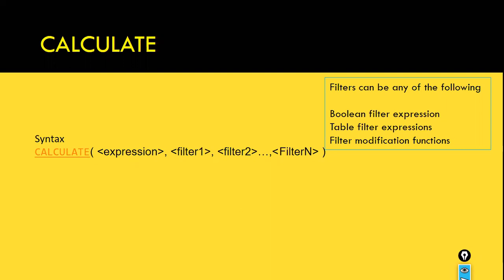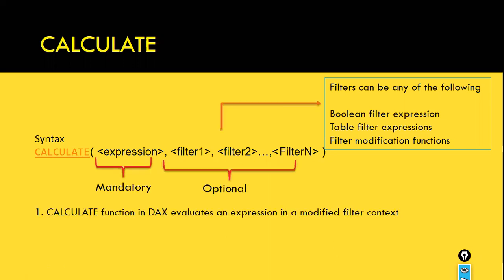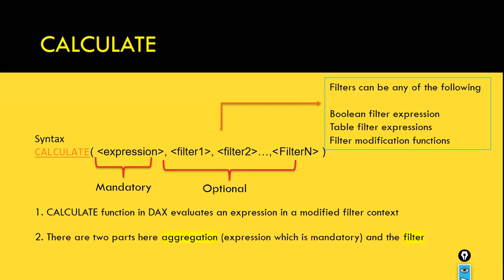What you need to remember is that the calculate function in DAX evaluates an expression in a modified filter context. There are two parts here, the aggregation and the filter. The expression is mandatory; the first argument is your expression. The filter is optional here. This is very similar to the Excel SUMIF function. Those of you who have worked in Excel extensively should be able to relate it to the calculate function.